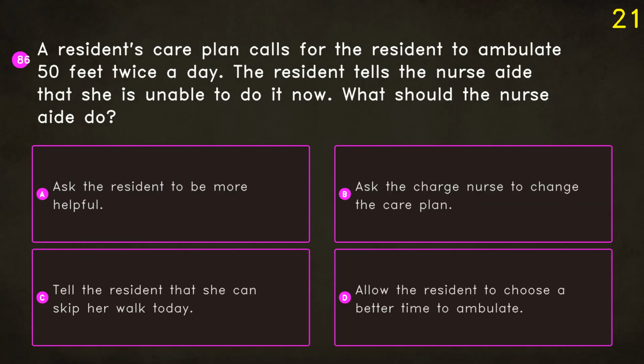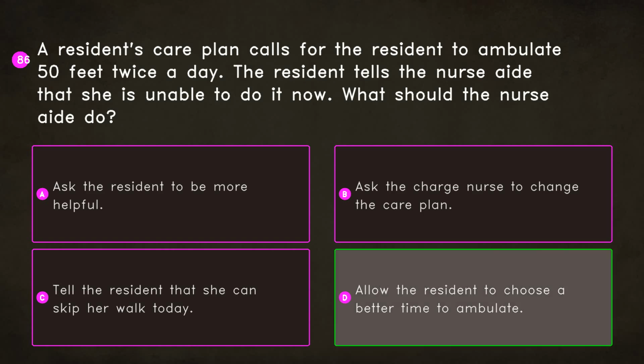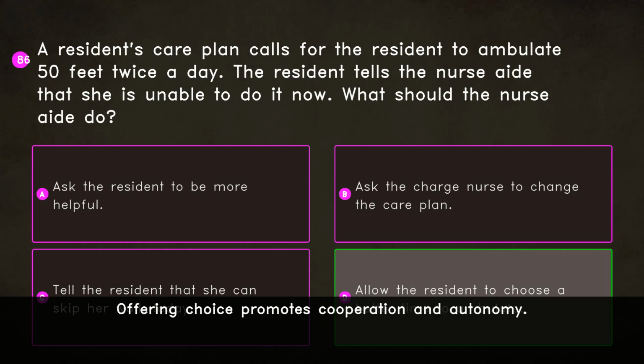Question 86. A resident's care plan calls for the resident to ambulate 50 feet twice a day. The resident tells the nurse aide that she is unable to do it now. What should the nurse aide do? A. Ask the resident to be more helpful. B. Ask the charge nurse to change the care plan. C. Tell the resident that she can skip her walk today. D. Allow the resident to choose a better time to ambulate. The correct answer is allow the resident to choose a better time to ambulate. Offering choice promotes cooperation and autonomy.